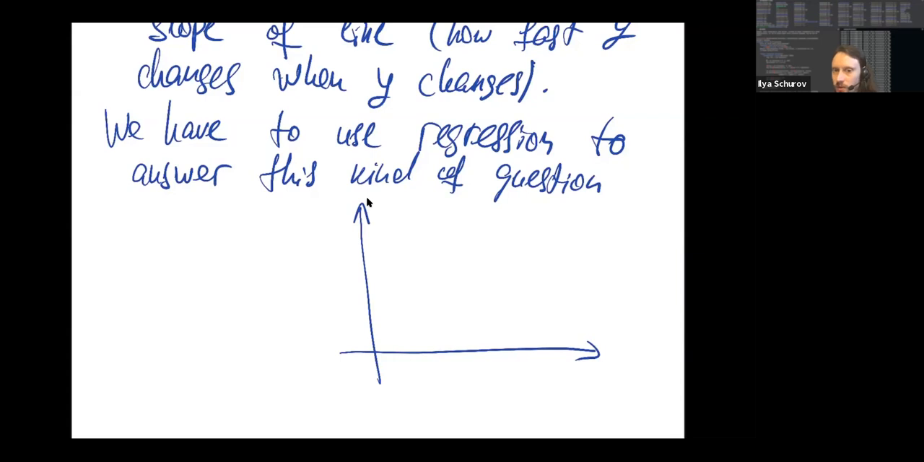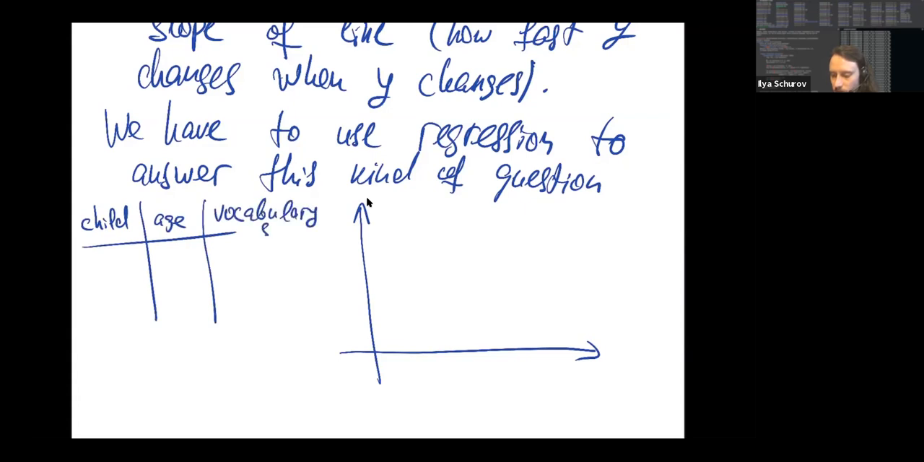We do not communicate with one child during a long time. We just have one experiment, but with children of different ages. And we have a table like this. We have child, and we have age, and we have, for example, vocabulary size. I don't know which numbers will be realistic, but let us pretend that I will put something.